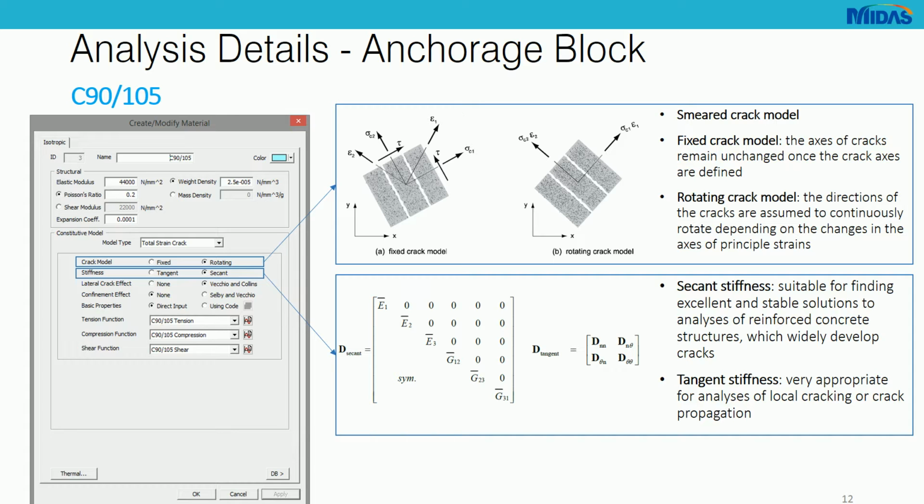Then we can choose how the stiffness matrix should be treated. We have a secant or a tangent option. Both of these are suitable for cracked concrete, and you can see the details of them. One is very suitable for getting a good convergence for this type of analysis, and the other is very good for local cracking and crack propagation.